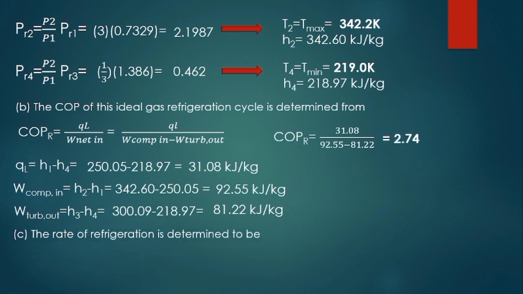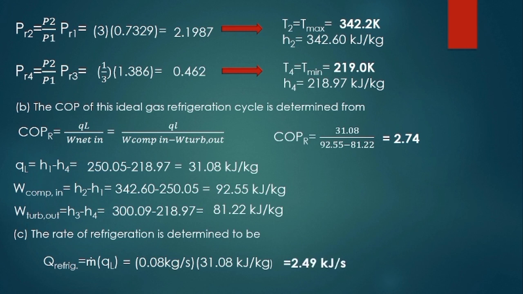After that, we're going to look at the rate of refrigeration. The equation for that is Q dot, with a dot above the Q. So Q dot refrigerator, per unit time, is equal to mass flow rate per unit time times Q sub L. So we have 0.08 kilogram per second times 31.08 kilojoule per kilogram. Our Q dot refrigerator is 2.49 kilojoule per second.